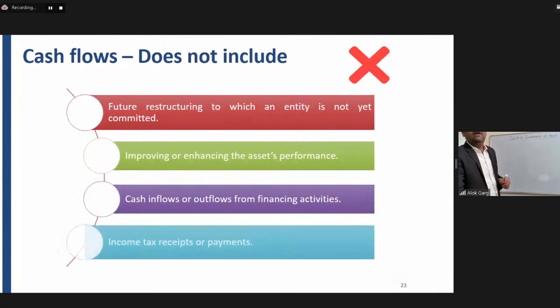What is the exclusion? Future restructuring or reorganization cost is not to be included. If the company is planning to improve the asset performance by incurring a huge expenditure in future, it is not included in the cash flow. Financing activities and income tax receipt or payment should not be included in the cash flow for calculating value in use.